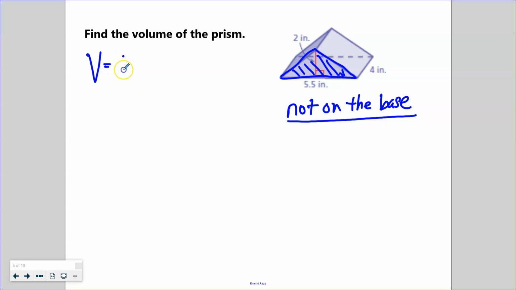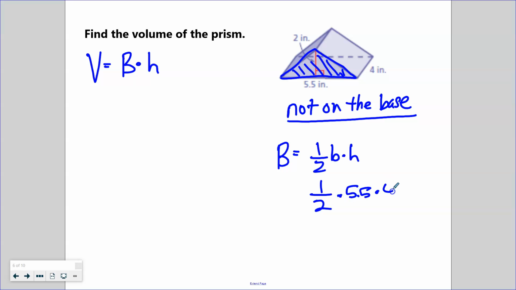So we have volume equals base times height. And so our base is going to equal 1/2 of our triangular base times our height. So we have 1/2 times 5.5 times 4. 2 times 1/2 times 4 is 2. 2 times that 5.5 is 11. So big B, area of base, equals 11. Okay, and so we'll go over here. Volume equals 11 inches squared, and then we have our height of 2 inches.